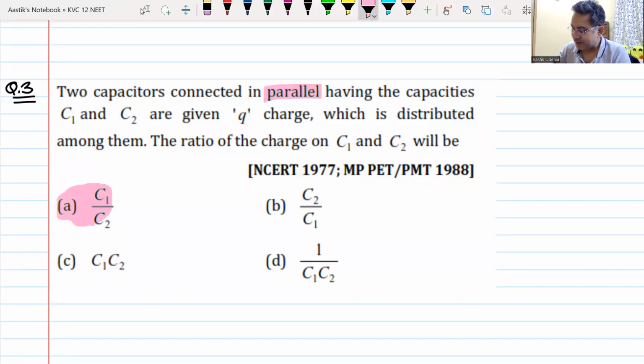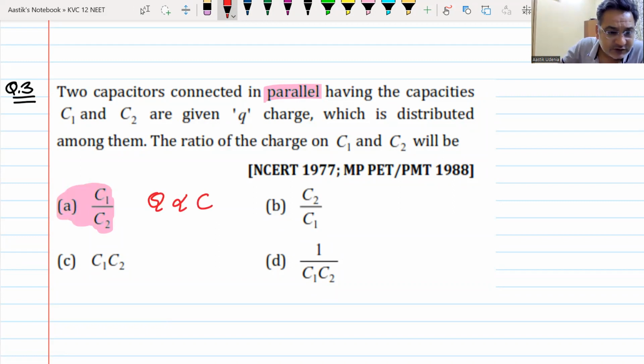Remember, in parallel combination, the charge coming on each capacitor is directly proportional to C. I had already given you that note. Yes or no? Yes, sir. So if you just remember simple things, you should be able to solve difficult questions. Everyone understands this? Can we move forward to the next question? Yes, sir.